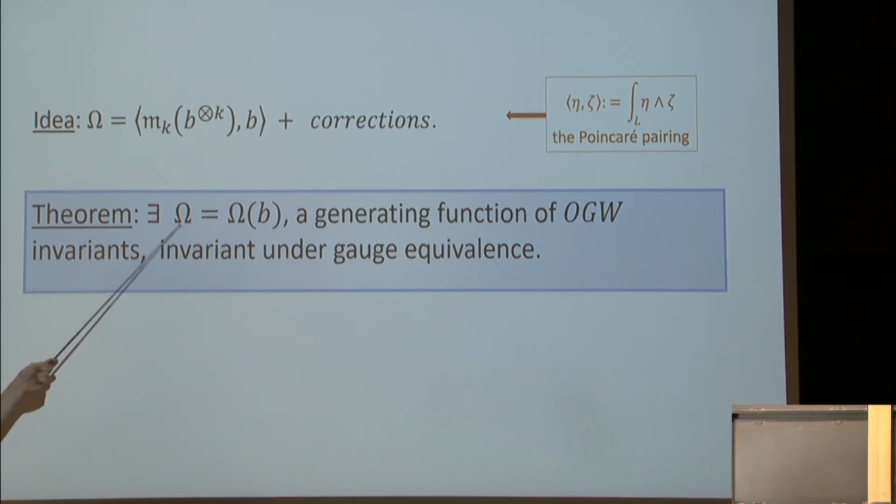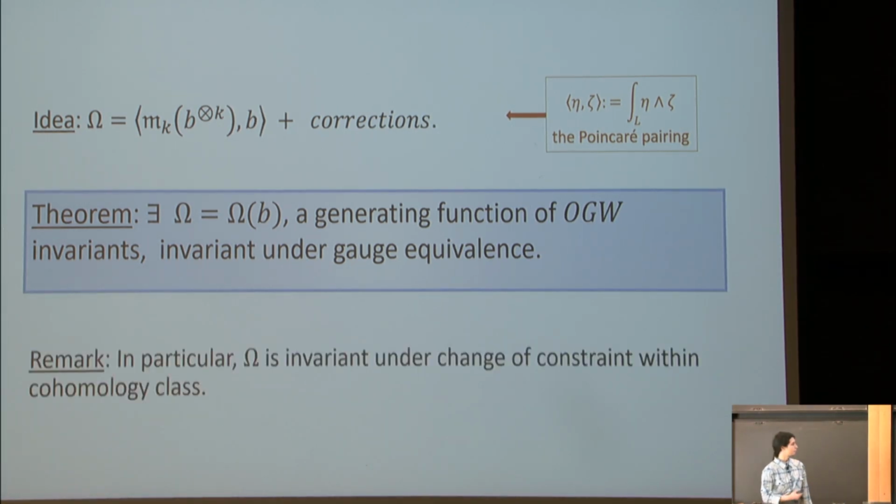We obtain a generating function, a function that we use as a generating function. It's invariant under gauge equivalence. Gauge equivalence is an equivalence relation on algebras, but it reflects certain equivalences that you have in the real world. So for example, if you were to change your constraints within cohomology class, algebraically this translates to gauge equivalence. So it is invariant also in the naive sense that we wanted before, that you can change your data and get the same numbers in the end.